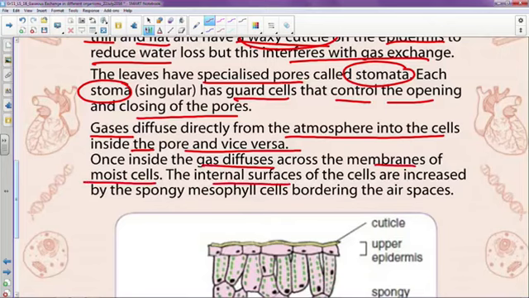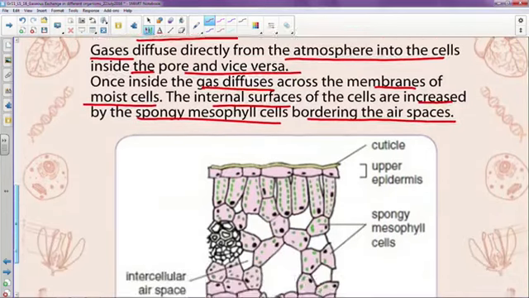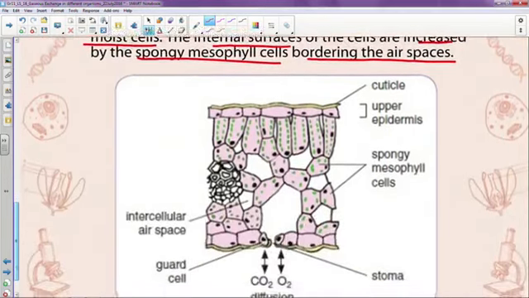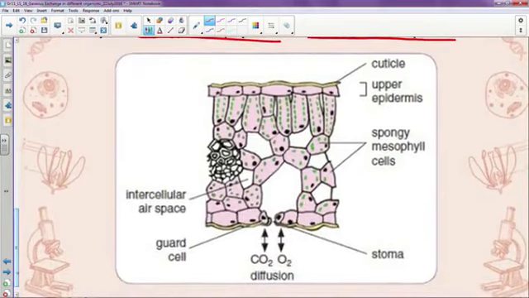The internal surface of the cells is increased by spongy mesophyll cells bordering the air spaces. So I've got a cross section of a leaf here, showing you the diffusion of gases through the stoma, which is the opening here. Through the opening, gases diffuse and get into this stomatal chamber, which creates a sort of microclimate for the exchange of gases.